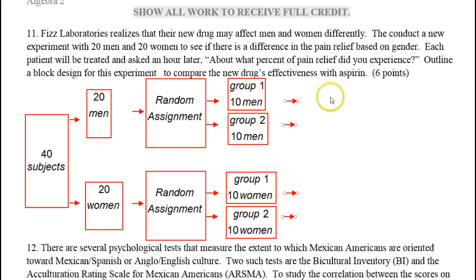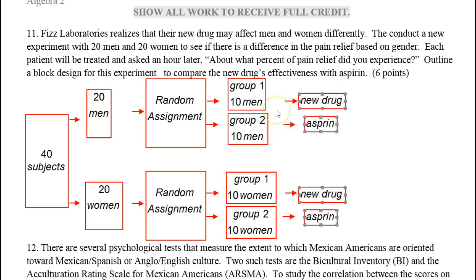Now each group, of course, will get a treatment. So let's say group 1 gets the new drug and group 2 gets the aspirin. So group 1 new drug, group 2 aspirin. Again, some students wanted to combine these, and they would just put one block saying group 1 new drug, 10 men, all in one box. These should be two separate things. And then at the end we want to compare.